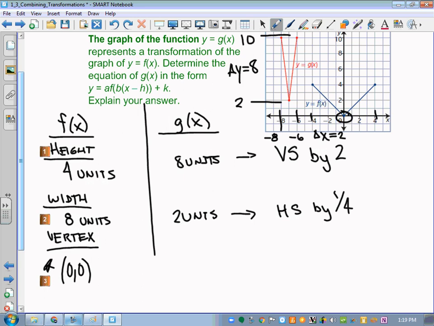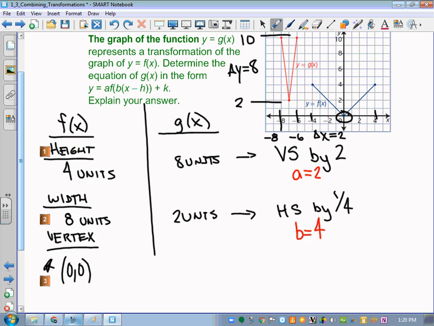Students struggle with this, and it takes practice: if we have a vertical stretch by 2, it means that my a parameter is 2. If I have a horizontal stretch by 1/4, it means that my b parameter is 4, because whatever b is, the stretch is the reciprocal of that. So logically, the reverse is true: if we're doing a horizontal stretch by 1/4, then the b parameter is 1 divided by 1/4, and 1 divided by 1/4 is 4.